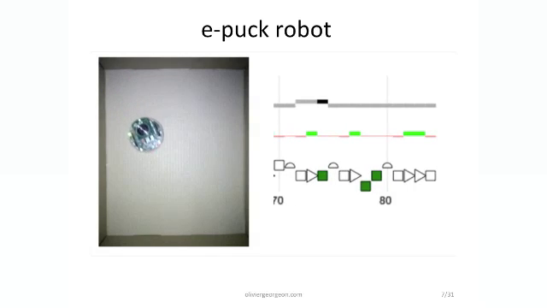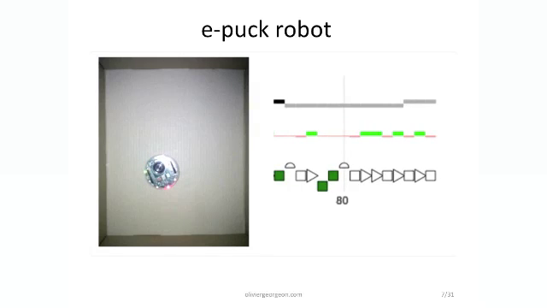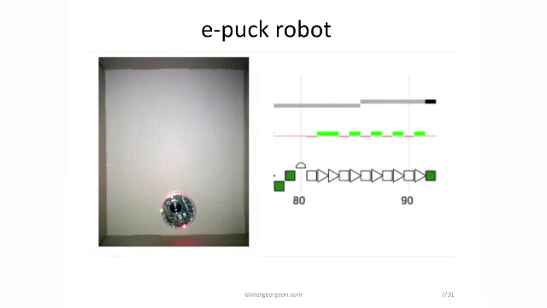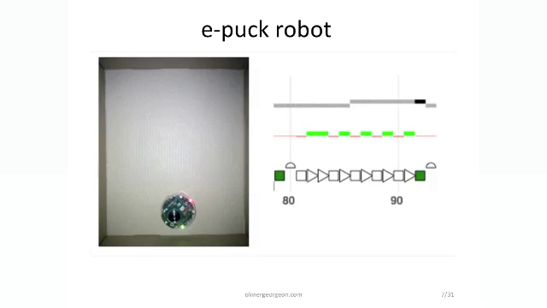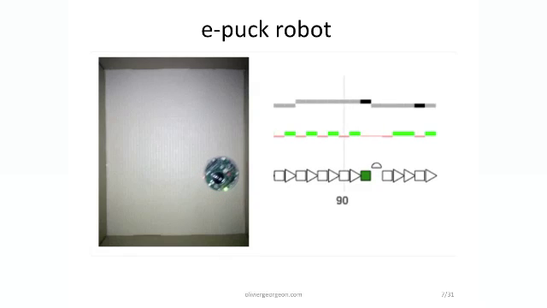So here it has roughly understood that it should use its front sensor before moving forward, and if it detects a wall, it should turn. So it's the same algorithm. It's just to show that it works the same in robots.